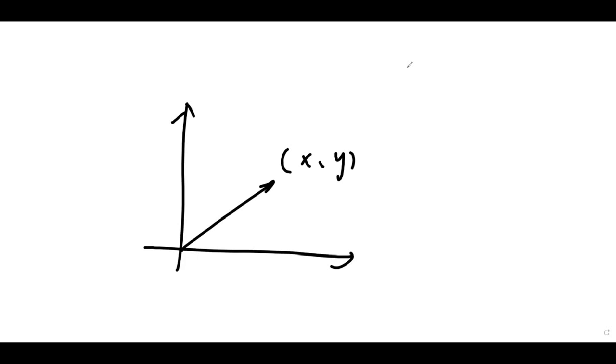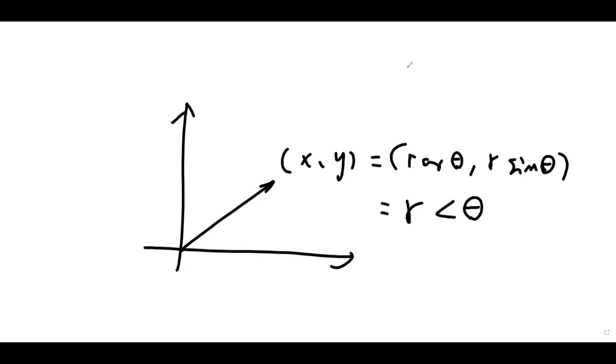So when we have a point, this one is called xy, and you can represent it as r cosine theta, r sine theta. You can also represent it as (r, theta) if you are in a polar system. But if you are in a complex system, this one is actually x plus yi, and this would be equal to r times e^(i theta).